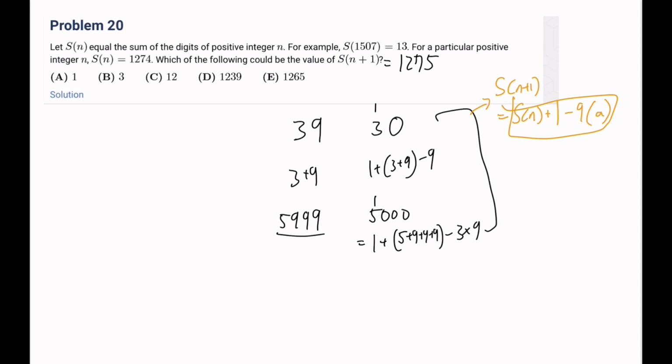And so now we have to find which of these values are 1275 minus a multiple of 9, since S(n) is 1274. So first, 1265, this is 1275 minus 10, so that's not it. And 1239, that is 1275 minus 36. So minus 36, and 36 is indeed a multiple of 9. So 1239 can be a value of S(n+1). So the answer is D.